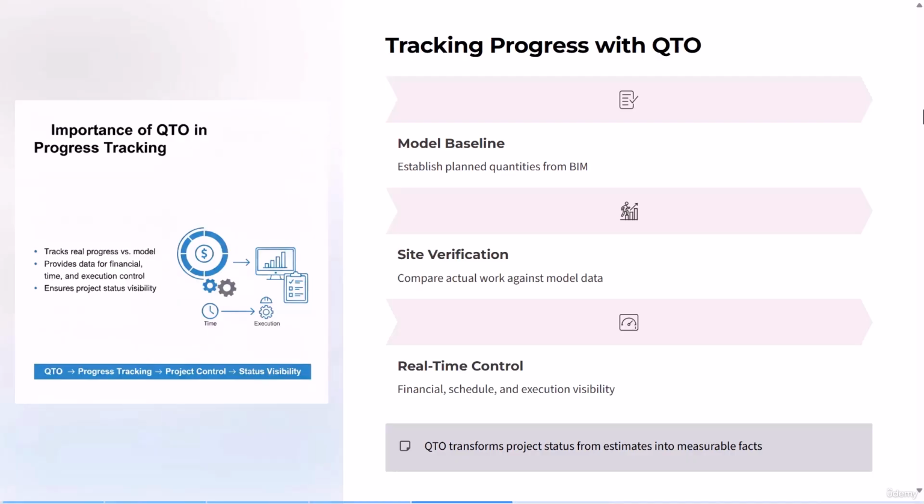Furthermore, if the BIM model is kept up to date, you can quickly understand the project's physical and financial status at any moment. This is why quantity takeoff is not just an initial step for cost estimation. It is a tool for financial, time, and execution control throughout the project lifecycle, from design and construction to maintenance. Decisions are always guided by this data.